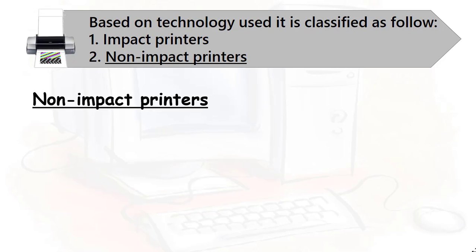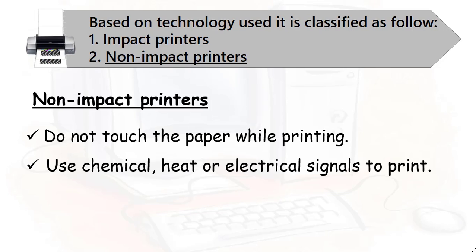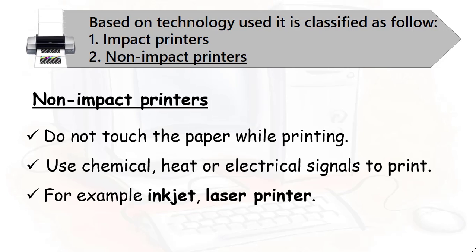Second one is non-impact printers. They do not touch the paper while printing. We learned that an impact printer has direct contact between the paper and the print head, while in a non-impact printer there is no contact. Non-impact printers use chemical, heat or electric signals to print any image or text. For example, inkjet and laser printers.